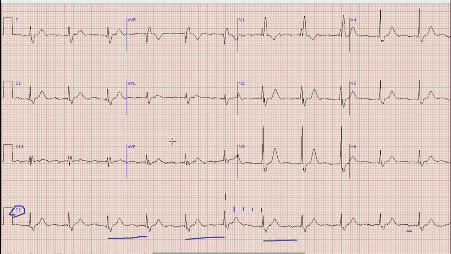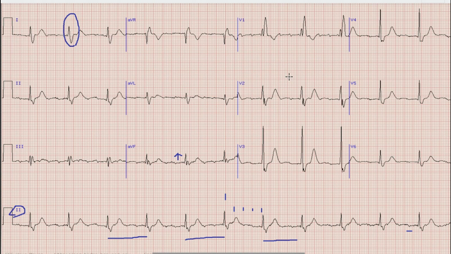Next, when we move on to the axis, we can see that the QRS complex in lead 1 is isoelectric, that is, the R wave is equal to the S wave. Whereas in lead aVF there is a prominent R wave which is pointed upwards. So here the axis is rightwards, vertical to rightwards.